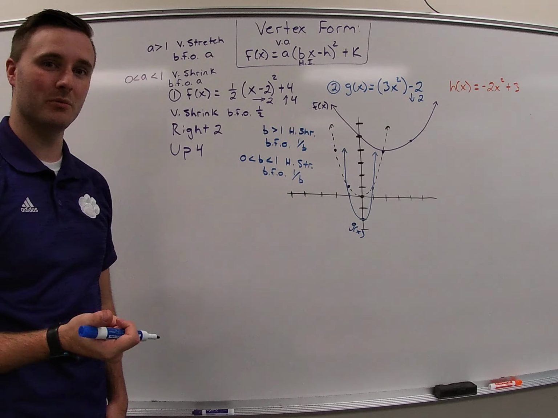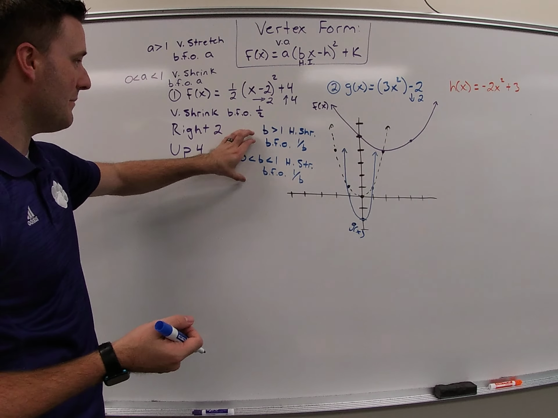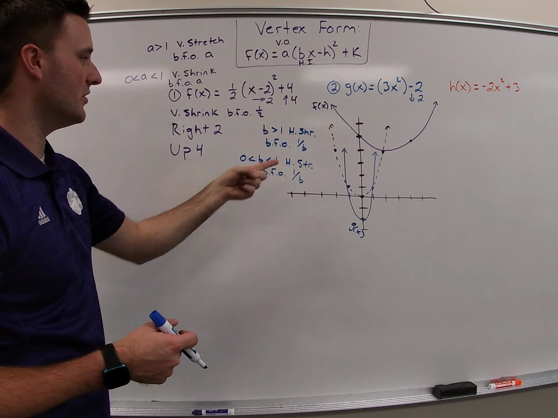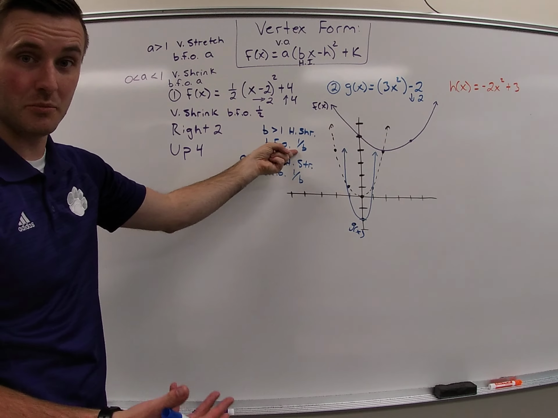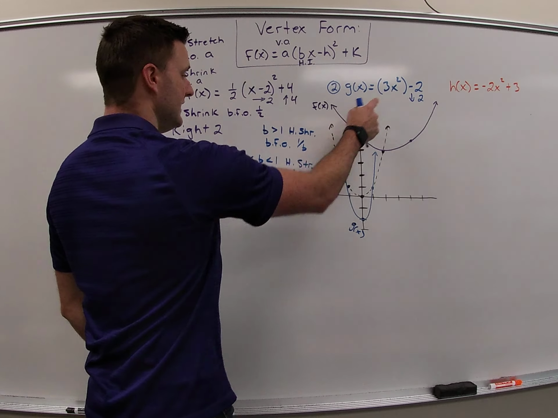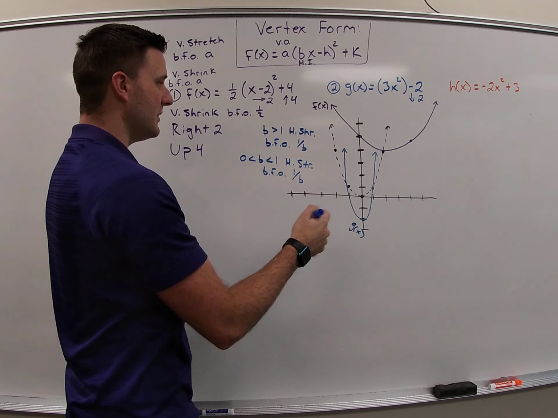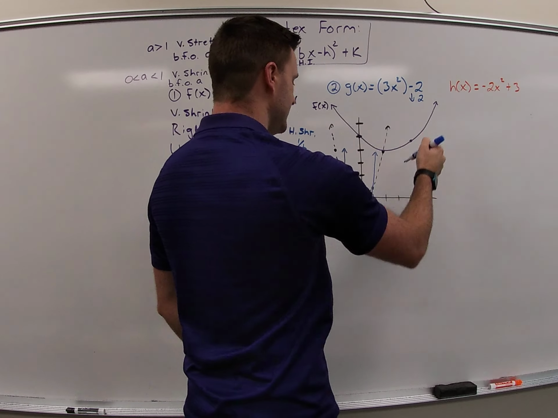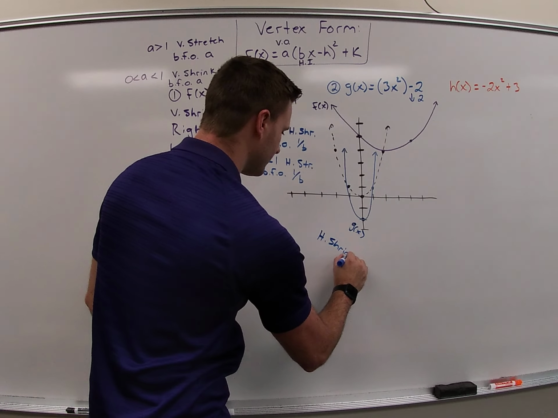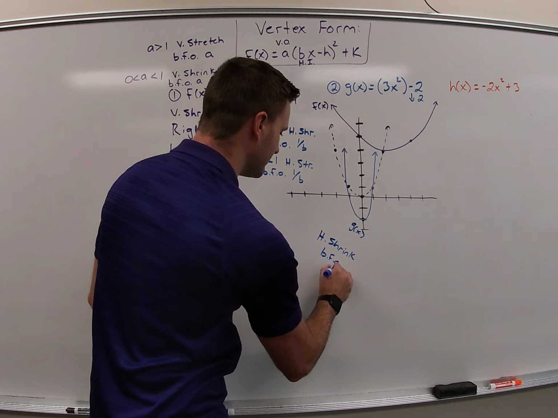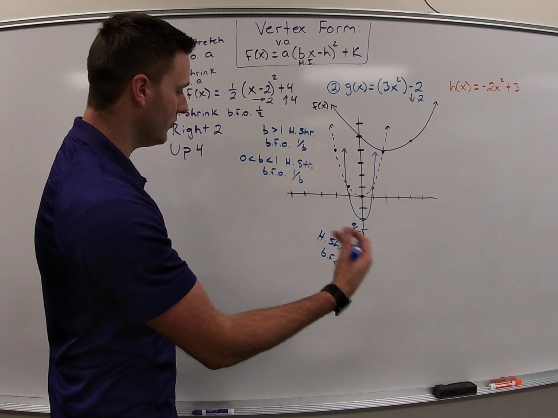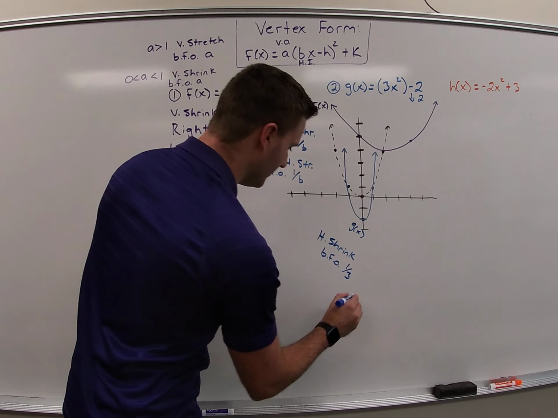So the horizontal gives people the most challenge because not only is it opposite of the vertical stretches and shrinks in terms of when they occur, but also it's not just by a factor of the number there, but it's by a factor of that reciprocal. So for example, 3 is a number greater than 1. So here we have this horizontal shrink. So not only are we going down 2, but we also have this horizontal shrink. And we would say by a factor of 1 over b. Well, 3 is b, so 1 over 3 is 1/3, right? 1 over 3.